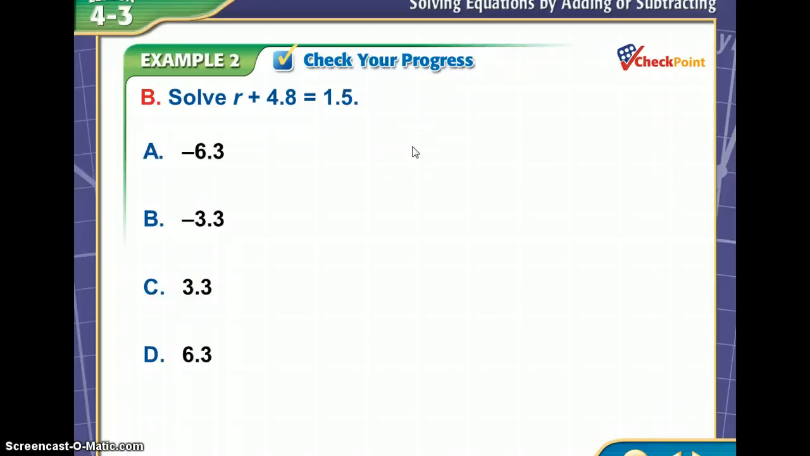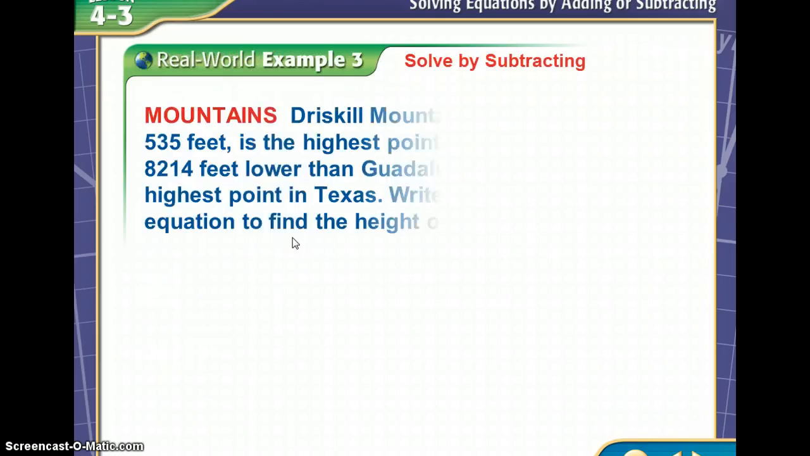And do this one on your own. You should have selected choice B. Using the inverse operation of addition, you would have subtracted 4.8 from both sides of the equation and got negative 3.3.